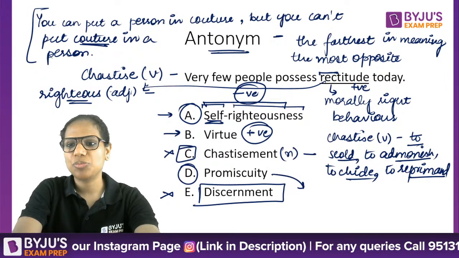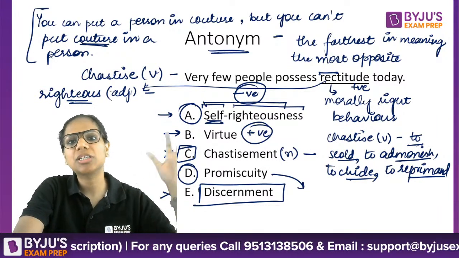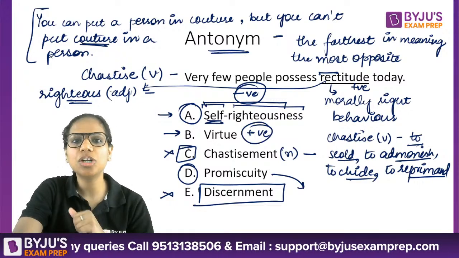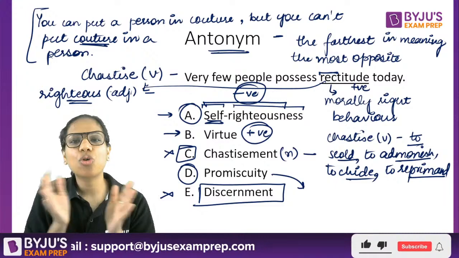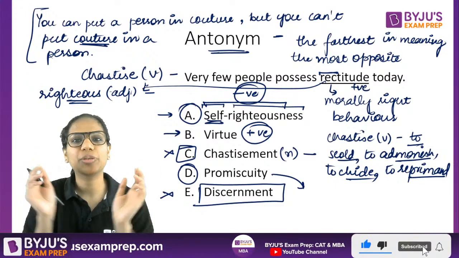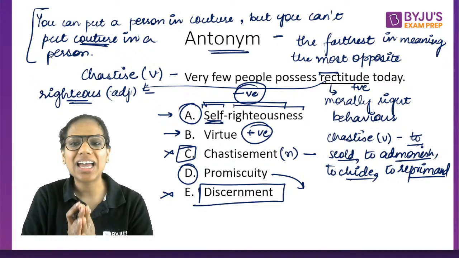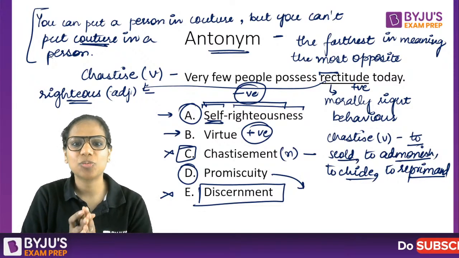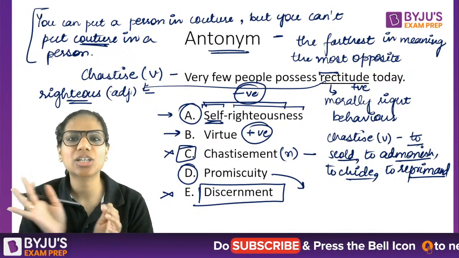Promiscuous. That means somebody who has many transient sexual relationships, multiple sexual partners. Such a person is called promiscuous. So promiscuity is a negative word and it is often seen as the opposite of morally right behavior. Okay, so that's why promiscuity is the exact opposite. Promiscuous: having multiple sexual partners, basically transient sexual relationships.